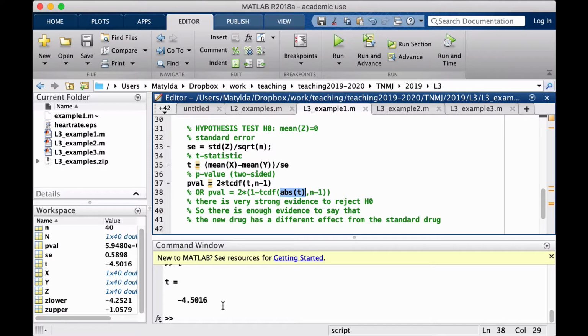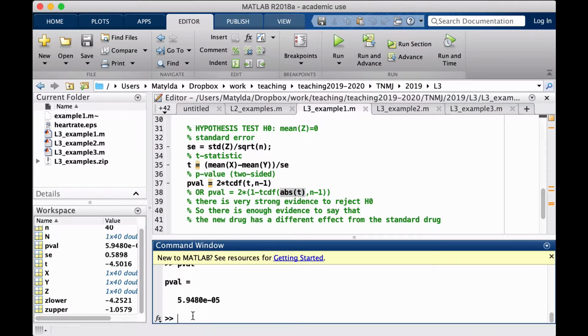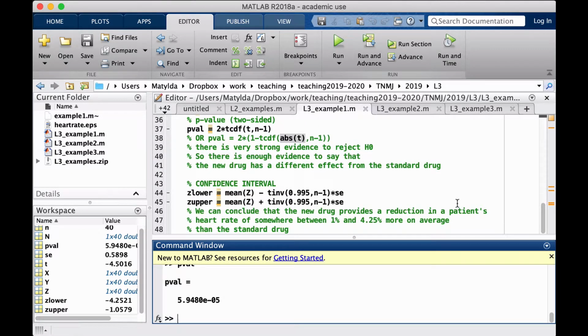So now, since we get a p-value smaller than 0.01, that means that there is very strong evidence to reject the null hypothesis. So in other words, there is enough evidence to say that the new drug has a different effect from the standard drug. And then we were also asked about the confidence interval. So we wanted to know with 99% confidence what the interval is for that difference.